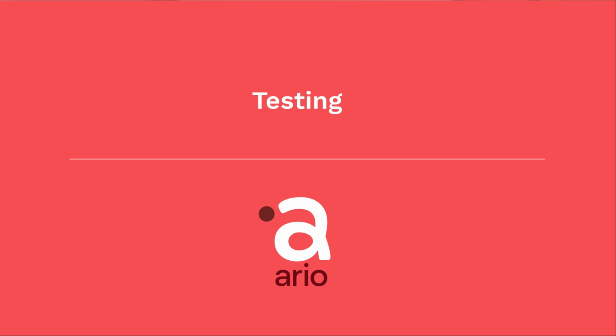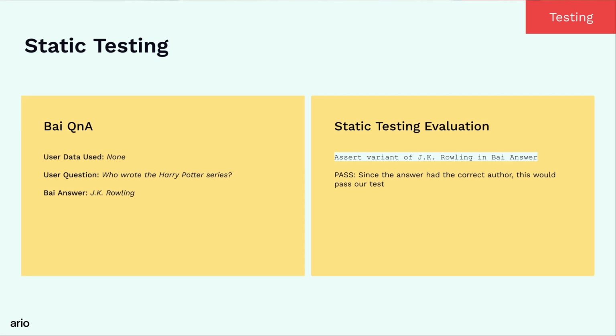So going to the first of the three pillars, we want to talk about testing. And I know that most of you are familiar with testing, but I want to go through two main forms of testing that are relevant here. The first is static testing, where there is no contingency on the user data and where there is a question and an answer that you know that is only dependent on the question, right?